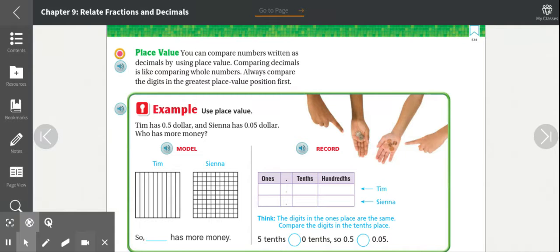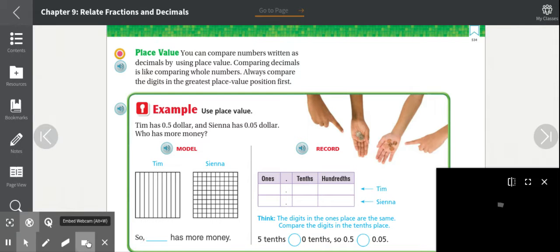Okay, here we have a question. It says Tim has 5/10. Okay, so it's in the tenths place, the five. That's why I say 5/10 dollar. And Sienna has 5/100 dollar. Who has more money?